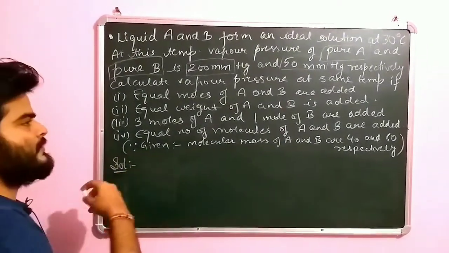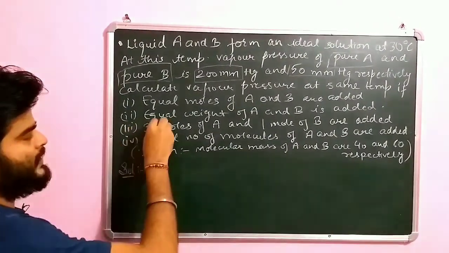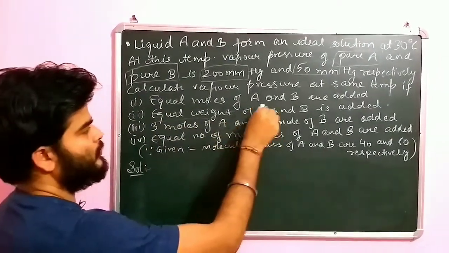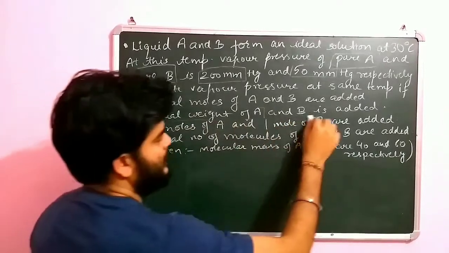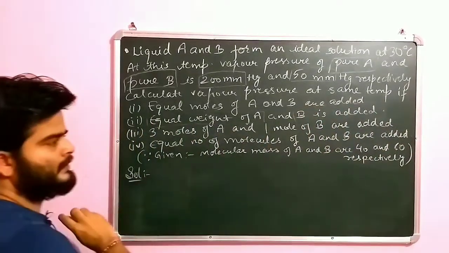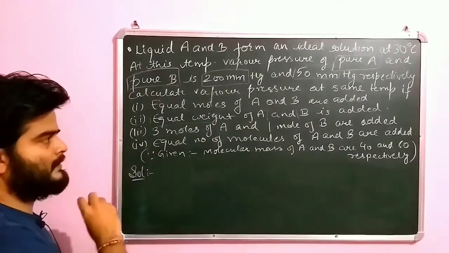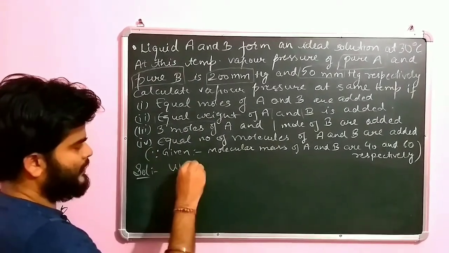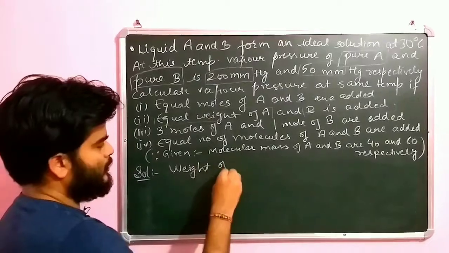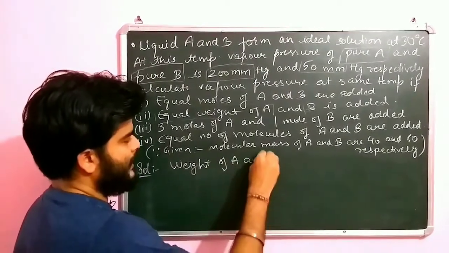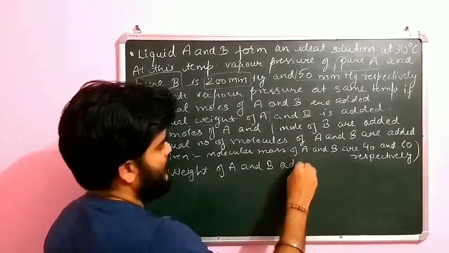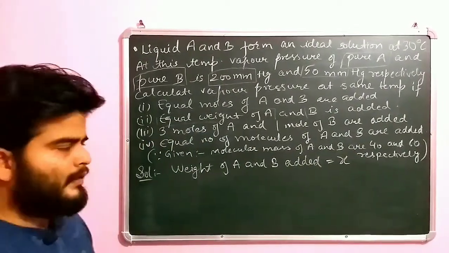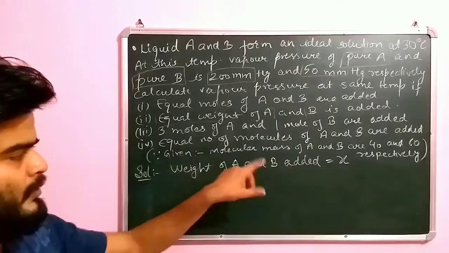So this was our first part. In second part, we have to find the vapor pressure when equal weight of this and this is added. Let us say that weight of A and B added is X. We are taking equal weight of both A and B.